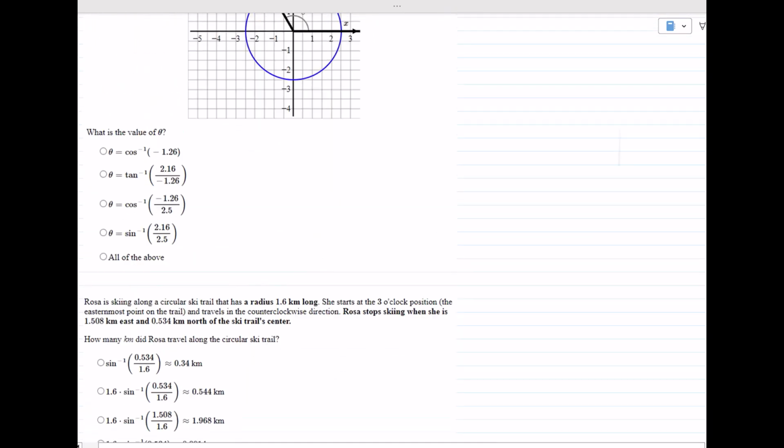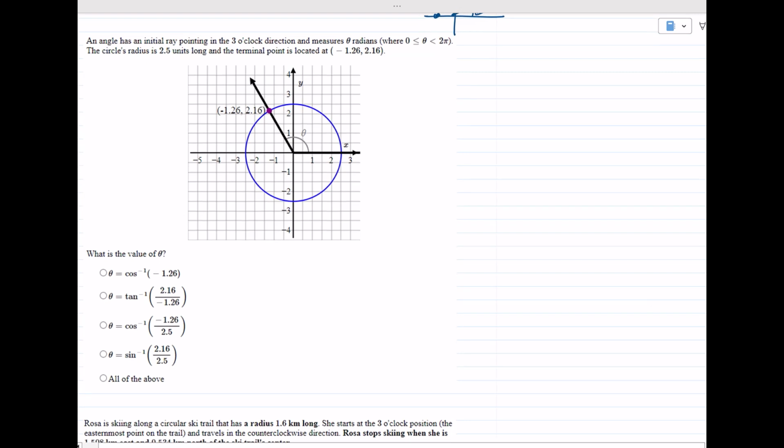All right, we have a couple more problems to wrap this up. So let's see, an angle has an initial ray pointing in the 3 o'clock direction and measures theta radians. The circle's radius is 2.5. So let's go ahead and set this up just like we've done all the other problems. First thing we're going to do is, let's do tangent, because that's irrespective of the radius. So the tangent of theta would be the y value divided by the x value.